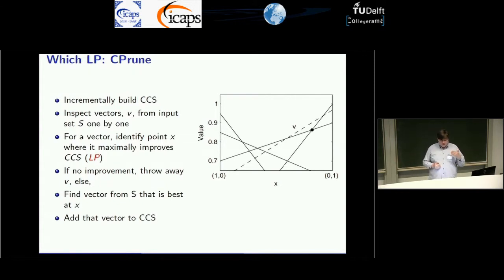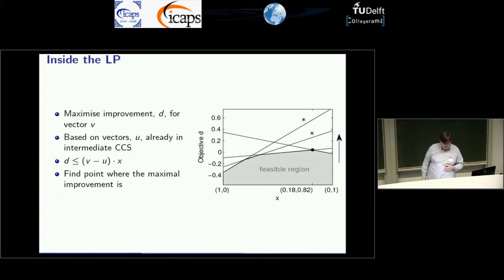And so we take these vectors one by one from the input set, and then we add them to the intermediate solution set iteratively by identifying a point or a weight where it maximally improves the intermediate solution set. And in order to do this, we need an LP. So if there's then no improvement, we just throw V away, and else we find a vector from S that is best at this weight, and we add that vector to the intermediate set. Okay, now let's look into the LP.